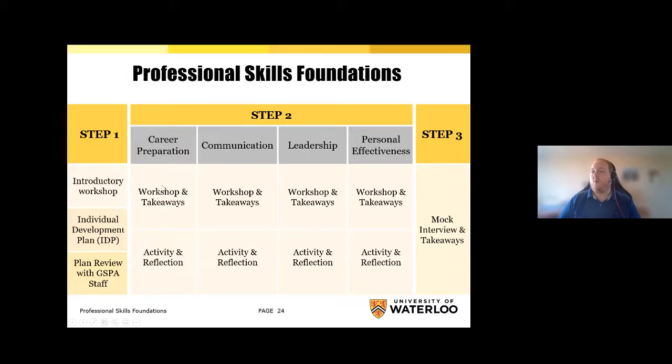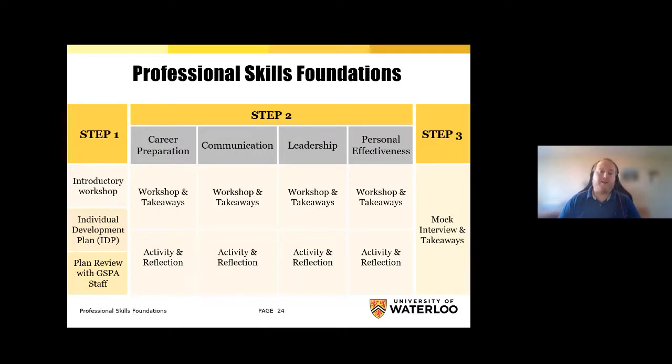Step two is where the majority of the work in the Professional Skills Foundation takes place. That is breaking down your identified skills and goals into four categories: career preparation, communication, leadership, and personal effectiveness. For each of these categories, you're going to complete one workshop and one activity. For each workshop and activity, you're also going to reflect on the main takeaways in the case of the workshop, or in the case of activities, on how this has developed your skills going forward, or how you're planning to use what you've learned to pursue your professional goals.